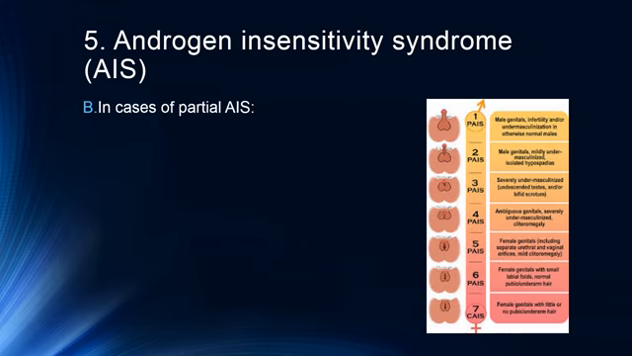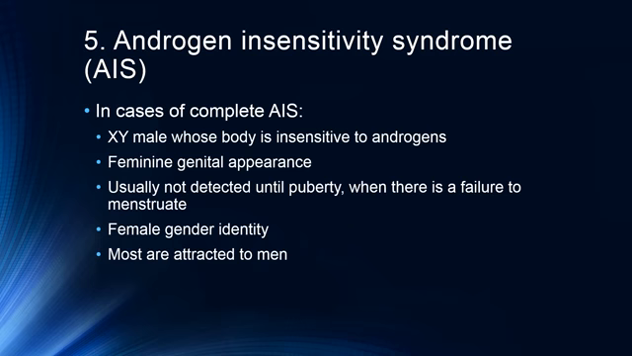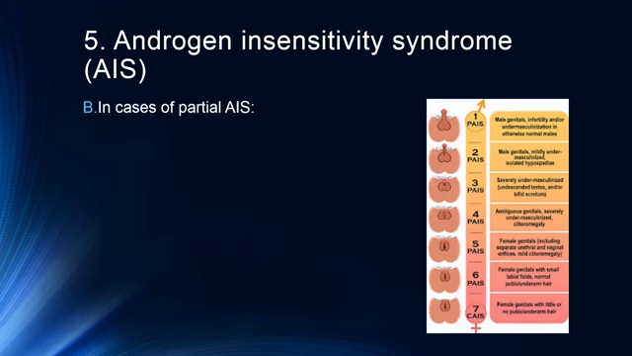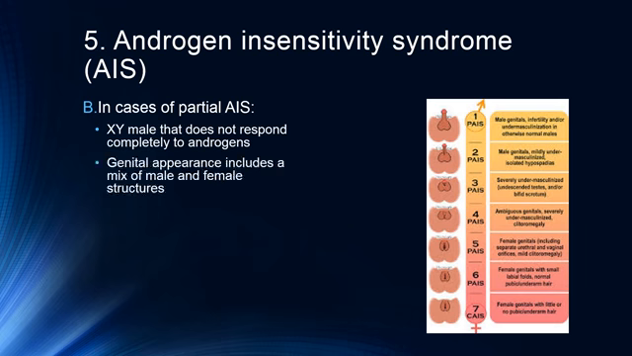So in cases of partial androgen insensitivity, what's happening in androgen insensitivity syndrome is that in complete AIS, they are lacking the receptors to even respond to the presence of androgens. So their cells don't respond at all to those androgens. It's like it's not even there. In the absence of androgens, we would develop as female. In partial AIS, it's an XY male that just doesn't respond completely to androgens. So we have varying levels of androgen insensitivity syndrome.